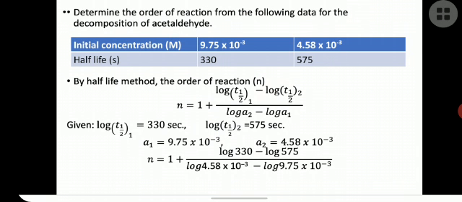By substituting these values in the above equation, we get n is equal to 1 plus log of 330 minus log of 575 divided by log of 4.58 into 10 raised to minus 3 minus log of 9.75 into 10 raised to minus 3. Now when you solve this one, we get n is equal to 1 plus minus 0.2411 divided by minus 0.3281.